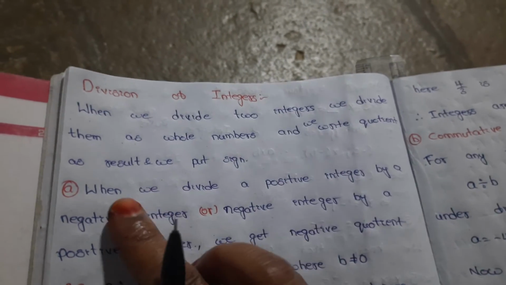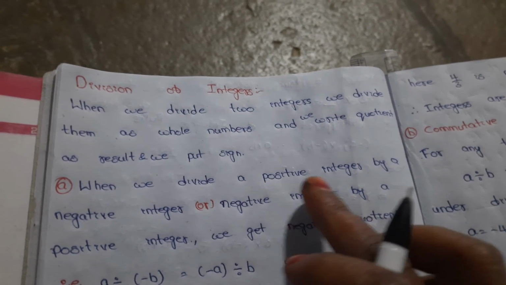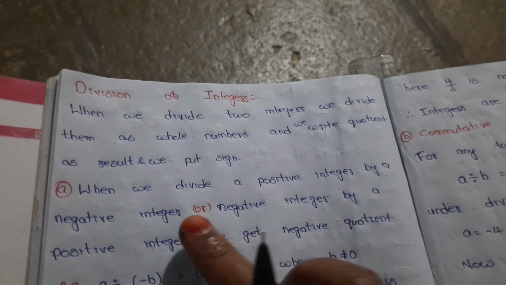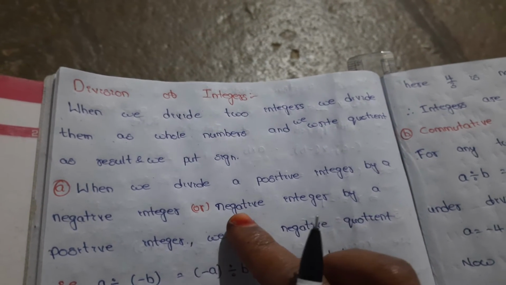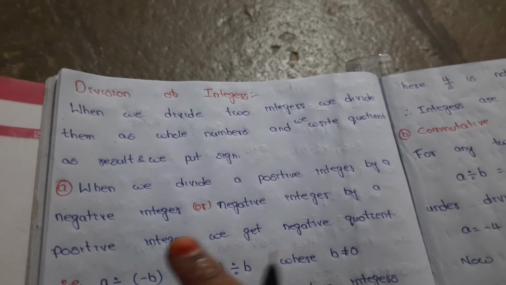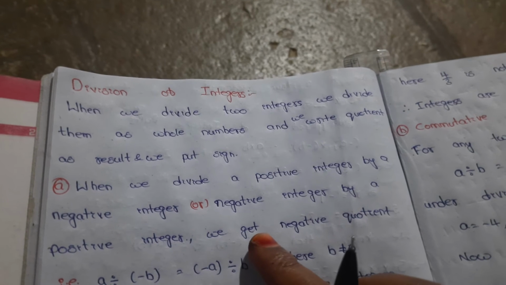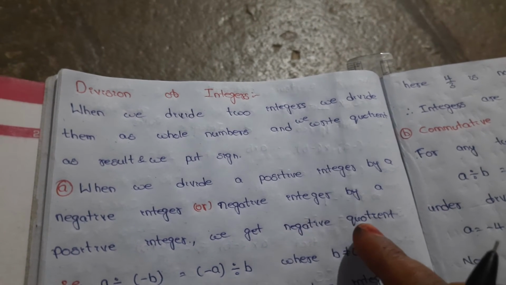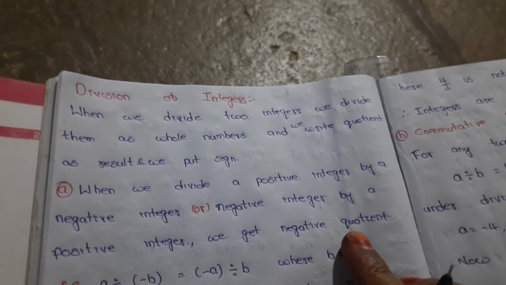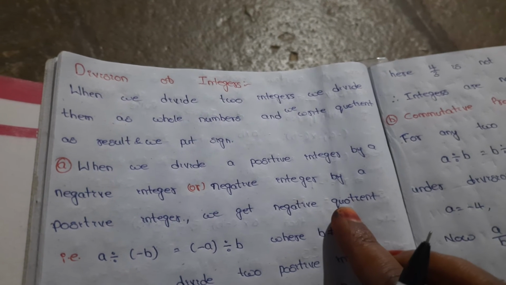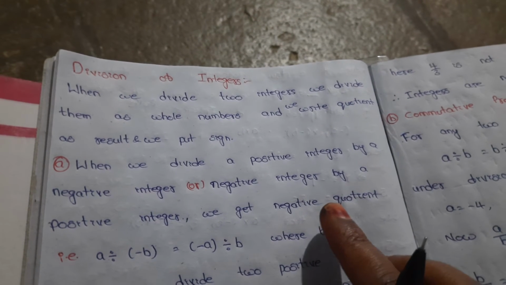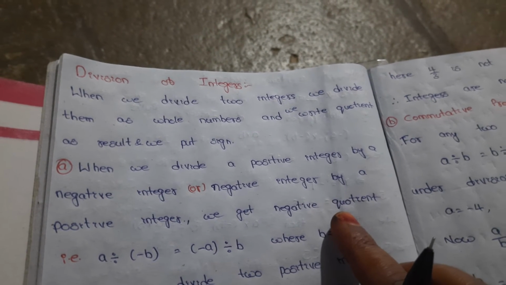That is, when we divide a positive integer by a negative integer or a negative integer by a positive integer, we get the result as a negative quotient. That is, when we divide opposite sign integers, the result is a negative one.